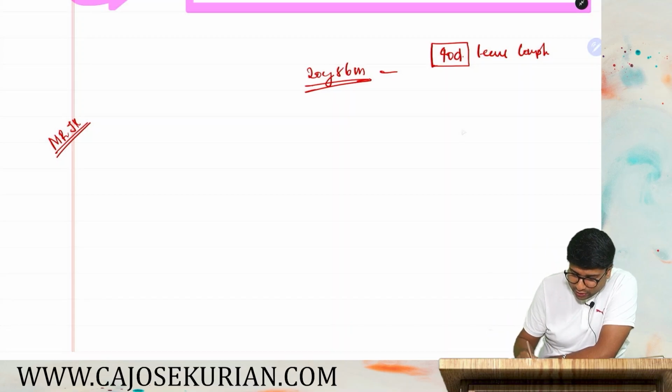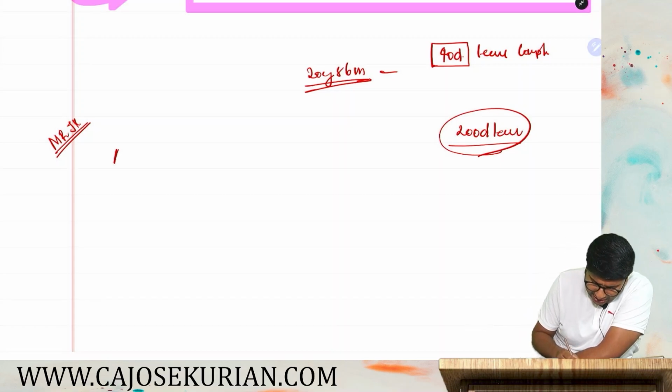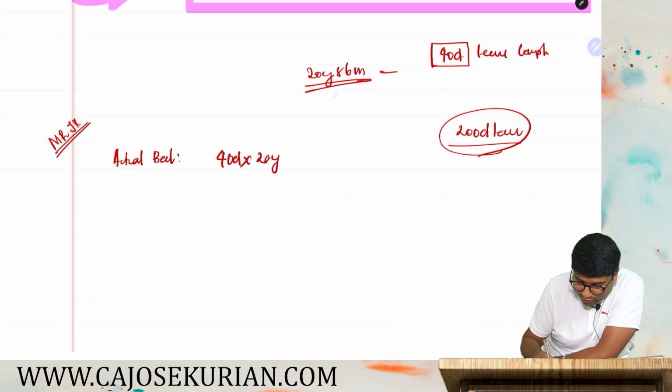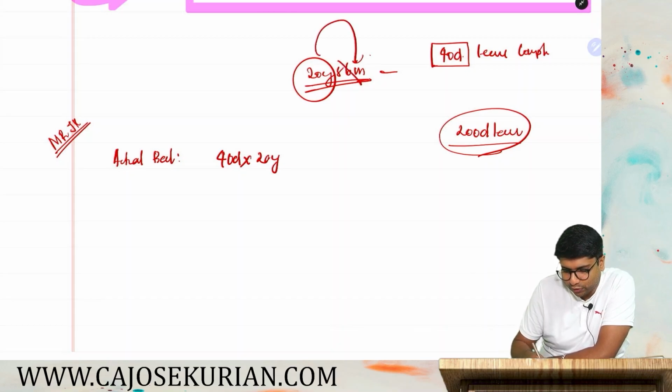So I took actually 200 days leave. In my 20 years of service, I took 200 days leave. So my actual balance is how much? My actual balance is 40 days into 20 years. Always you have to take only the completed year. Don't proportionate the number of months. Always ignore the fractional months.